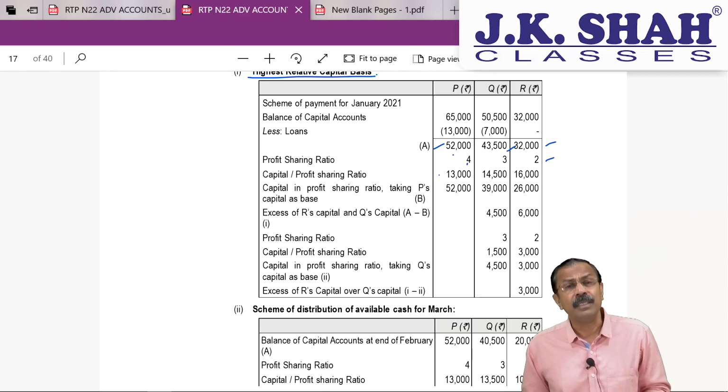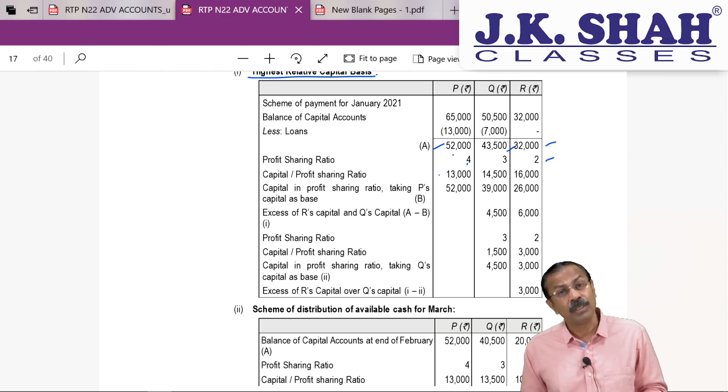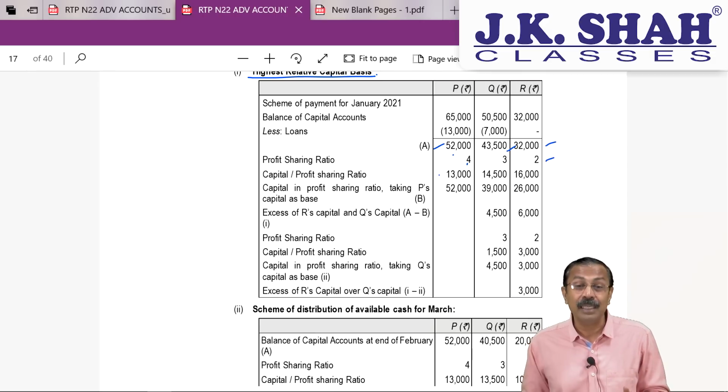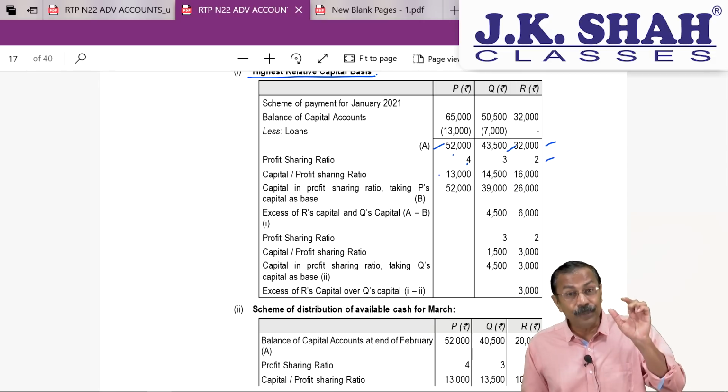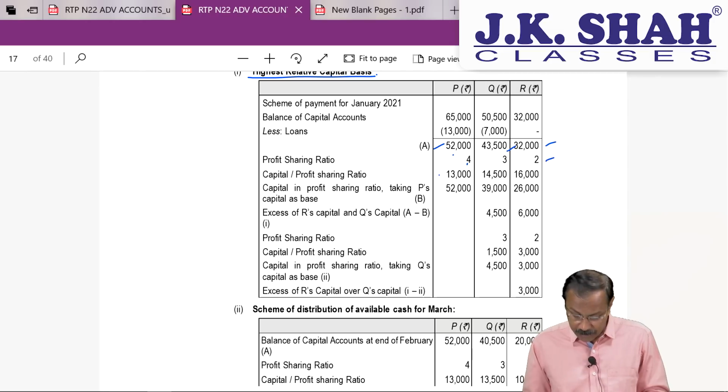Find out which is the least, 13,000, 14,500 or 16,000. Whichever is less is taken as a base. So P's contribution per share is the least, 13,000. That you take as a base, that you multiply with the individual PSR. So 13,000 into 4 gives you 52,000. 13,000 into 3 gives you 39,000. And 13,000 into 2 will give you 26,000.